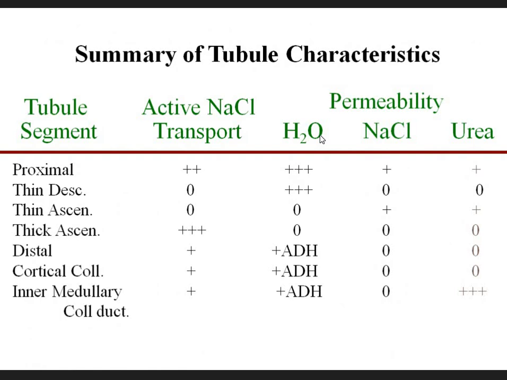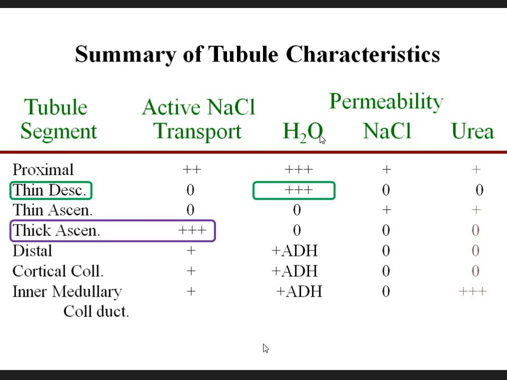This table shows the summary of tubule characteristics. We have studied this in the previous lecture, how various portions of the tubules are permeable to different substances. The PCT is permeable to both solutes and water. The important aspect I am going to highlight here is that the thin descending segment of the loop of Henle is very much permeable to water. It is not permeable to other substances.